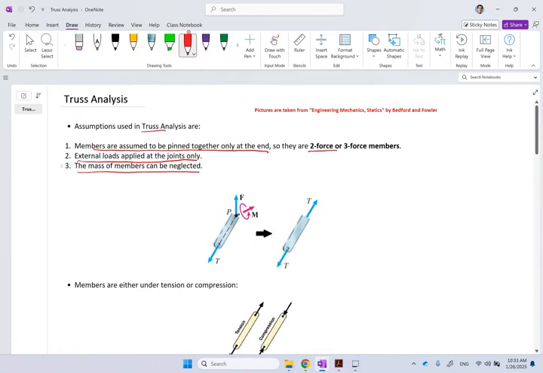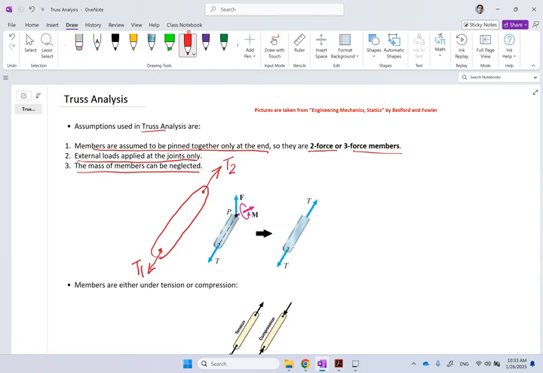This is just some assumptions to make the analysis simple using a 2 or 3/4 member. And what does 2/4 or 3/4 member mean? It means a member that, if you look at it, so let's say this is a member like this, and on this end of it and this joint, there are only two forces applied. So if you call them F1 and F2, or T1 and T2, right? So let's say this is T1, this is T2, or F1 and F2.